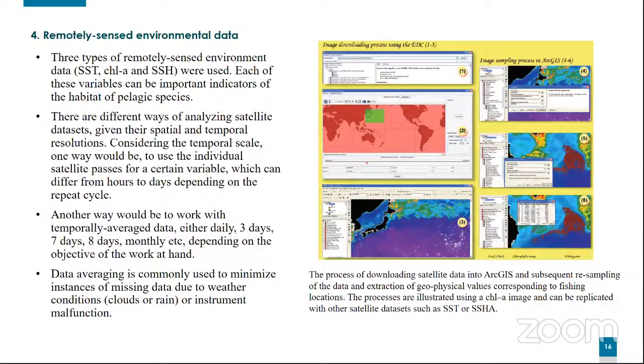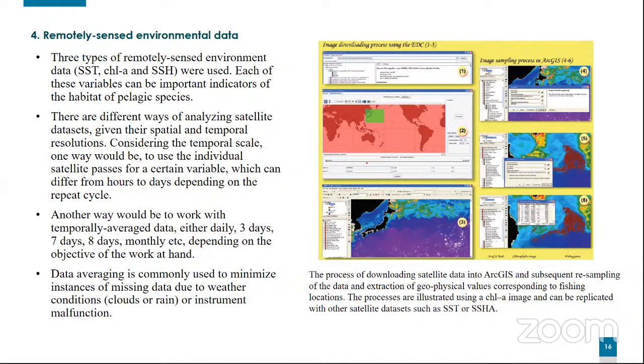Okay, for remotely sensed environmental data. So, contoh kita guna 3 types of data, SSH, chlorophyll, and SST. Each of these variables can be important indicators for the habitat of pelagic species. Okay, there are different ways of analyzing satellite datasets given their spatial and temporal resolutions. Considering the temporal scale, one way would be to use the individual satellite passes for a certain variable, which can differ from hours to days depending on the repeat cycle.